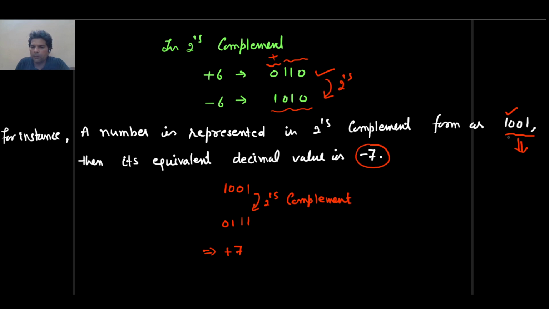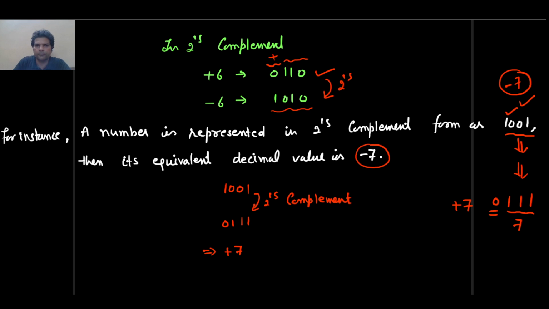So it is better to take the 2's complement of this number. If we take the 2's complement of this number, it is 1, 1, 1, 0. So 1, 1, 1, 0 is plus 7 because the MSB is 0. So this is plus 7, and if this is plus 7, then this one is minus 7. So its decimal equivalent value is minus 7.